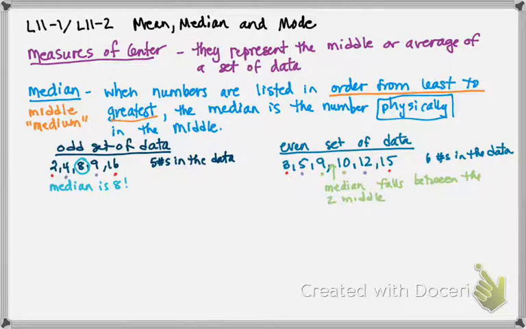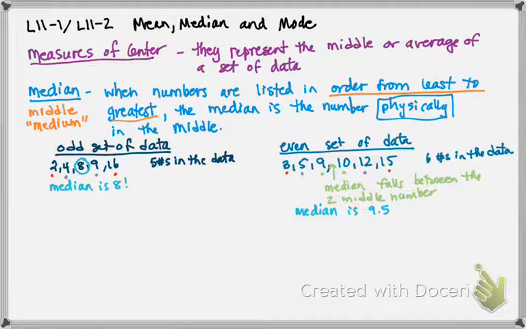Now this one's pretty easy to figure out. What's halfway between 9 and 10? And you say, well, yeah, that's easy. That's going to be 9.5. Okay, so the median is 9.5. So kind of strange. We're actually figuring out mean when we have an even amount of numbers in our set of data, and we're looking for median. So we're actually finding the mean of the two middle numbers. So we'll get to mean in a second.